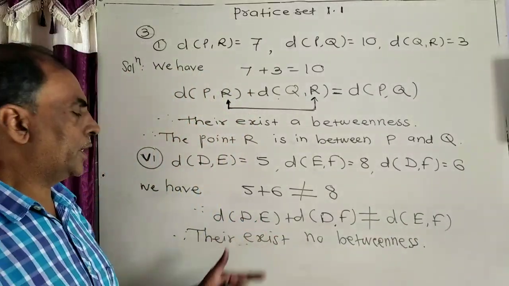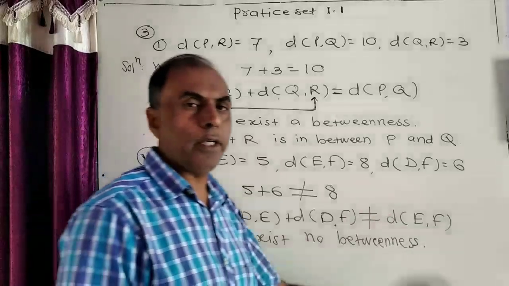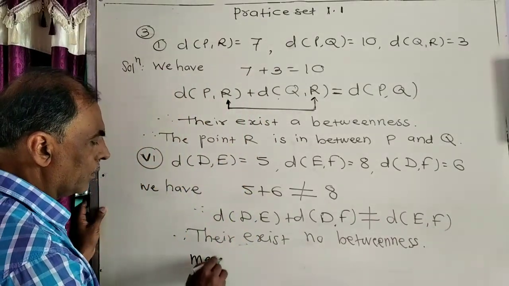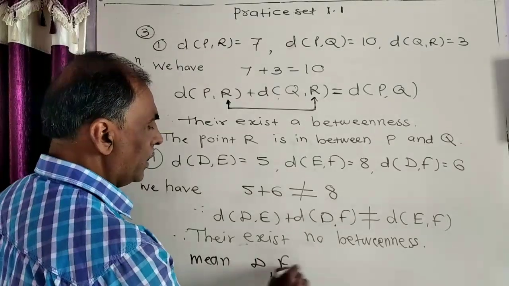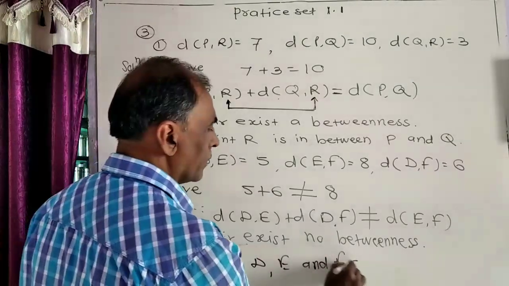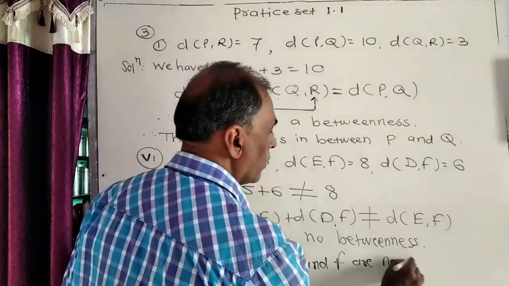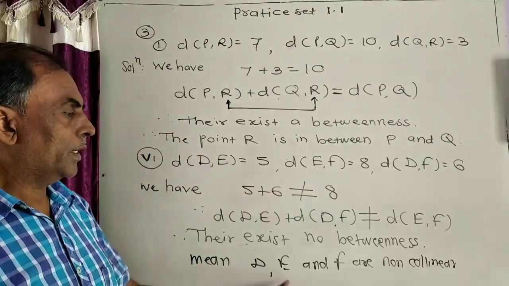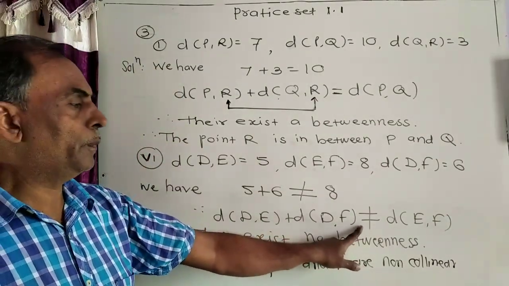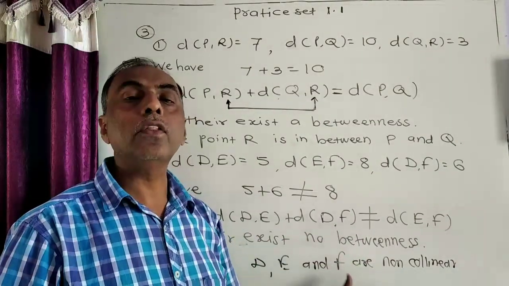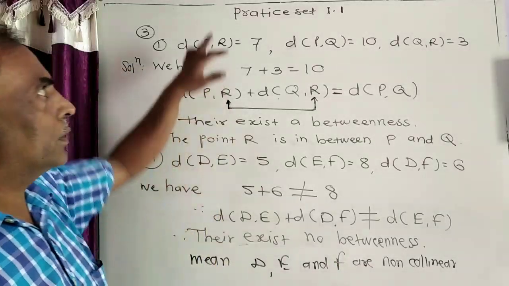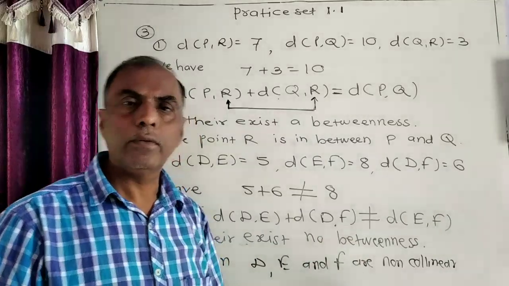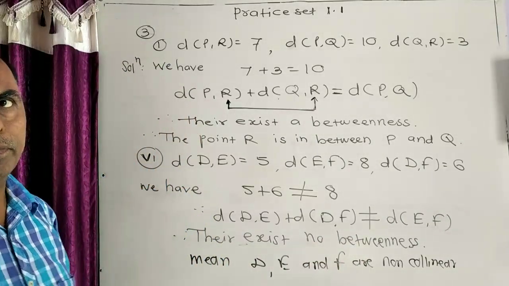From this we say that there is no betweenness, and if there is no betweenness, then points D, E and F are non-collinear. So we have stated that if there is no betweenness, then the points are non-collinear. Using this concept, we have solved these two examples, and the remaining examples we will solve in the homework.